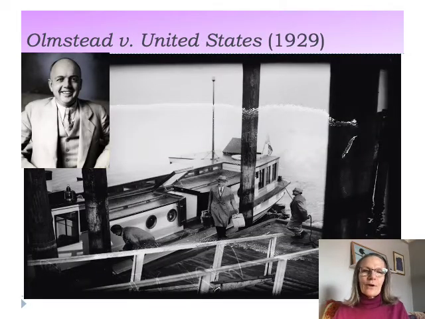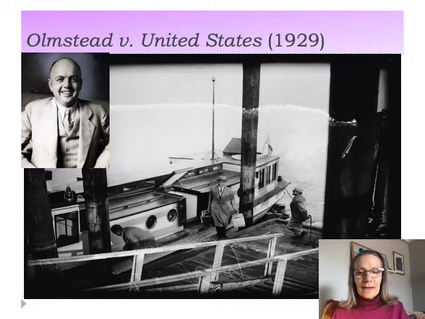So what is the case Olmstead versus the United States about? Well, see the date there, 1929. It is a case that is a product of the prohibition of alcohol in the United States. And so this case is about a bootlegger. The bootlegger's name, he's pictured there, is Roy Olmstead.